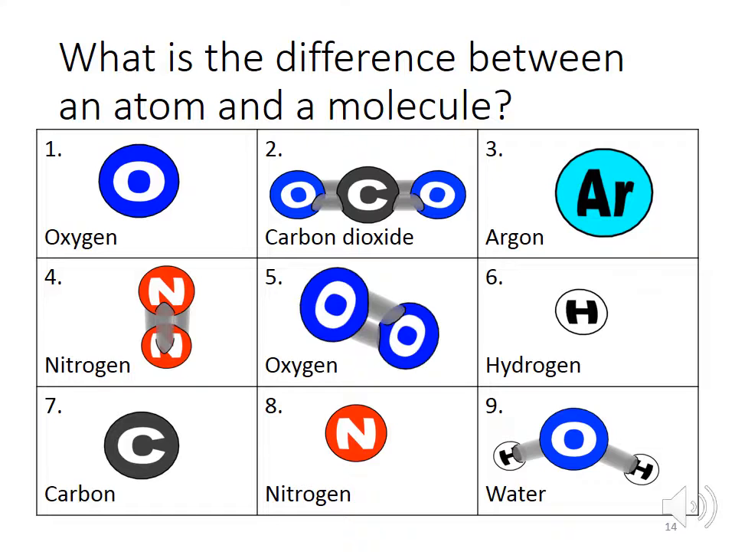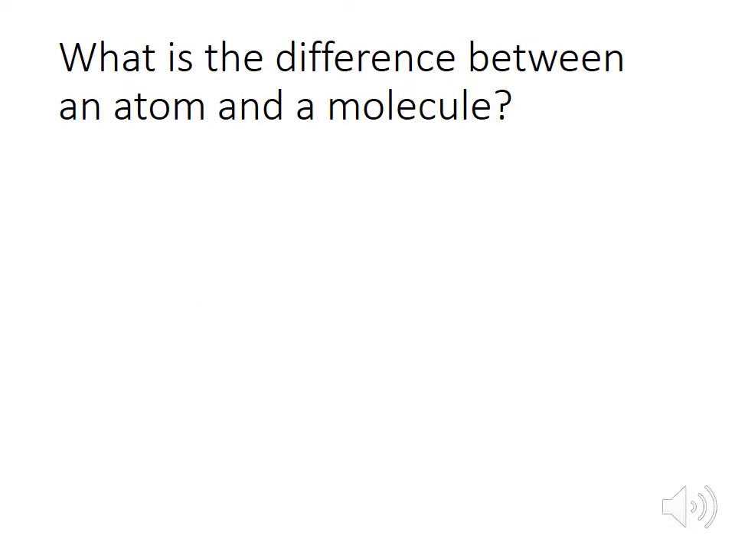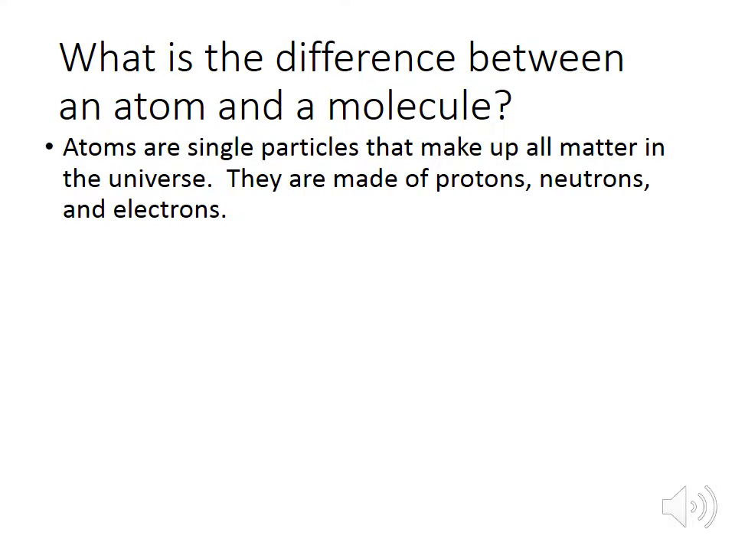So what's the difference between those two things? You can continue these notes in the rest of your T-chart underneath that list. What's the difference between an atom and a molecule? So atoms are single particles that make up all matter in the universe. They're made of protons, neutrons, and electrons. So the important part here to put in your notes is that atoms are single particles that make up all matter in the universe.